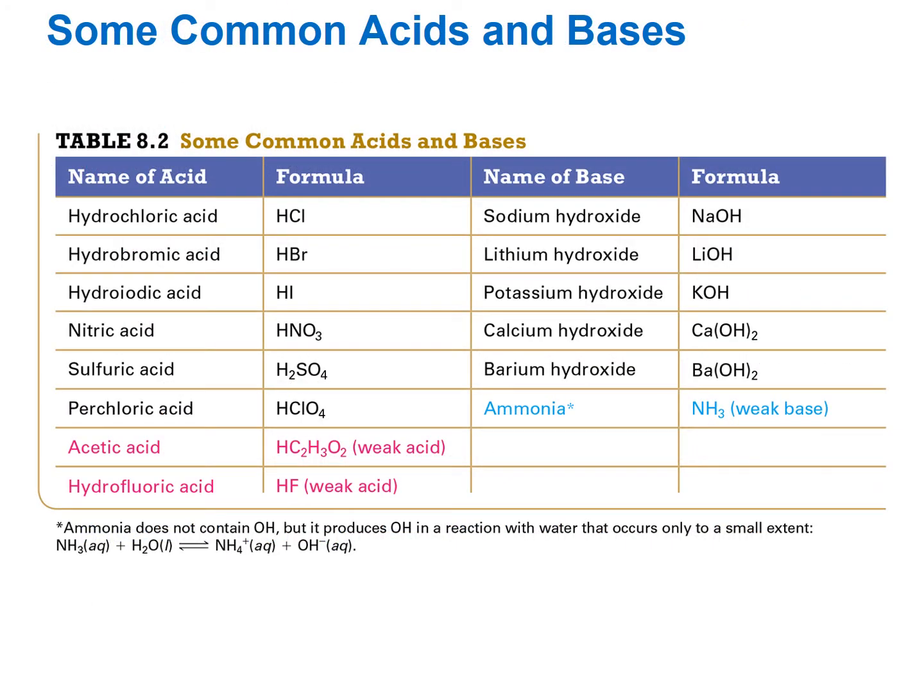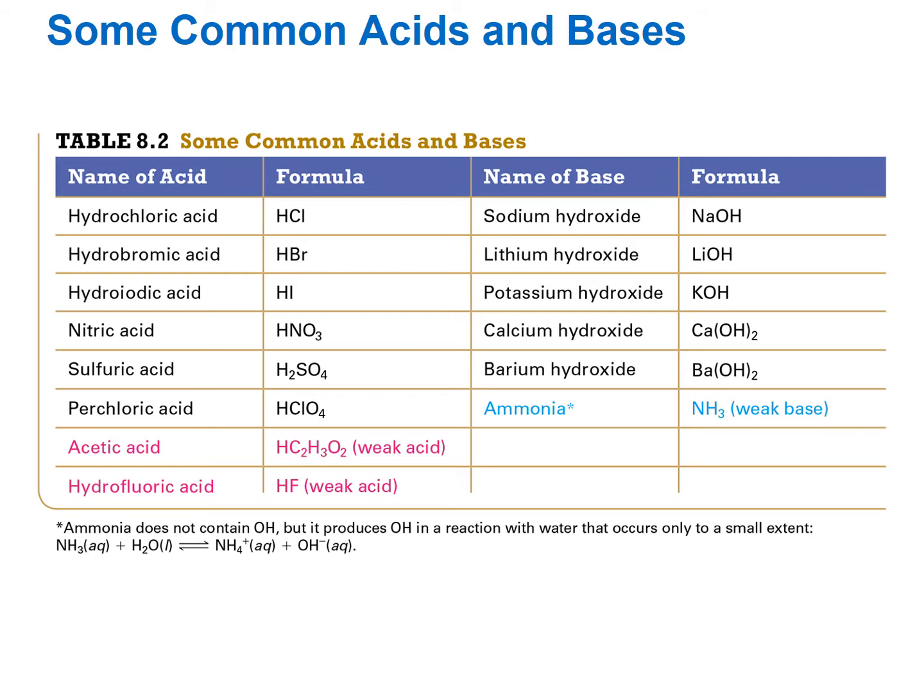So here's some common acids and bases. You can find this table in your book. It's table 8.2. So if we look to the left, we see the hydrochloric acid. And if we just look at the formulas, you see that there's an H in the first position of all of those. And what follows is going to be a nonmetal or maybe a nonmetal and an oxygen.